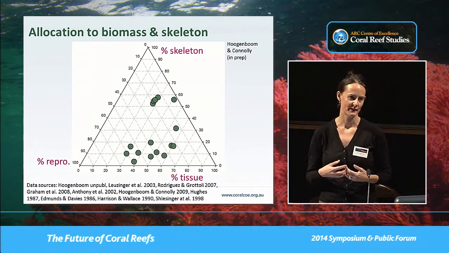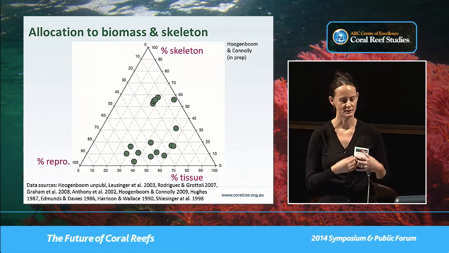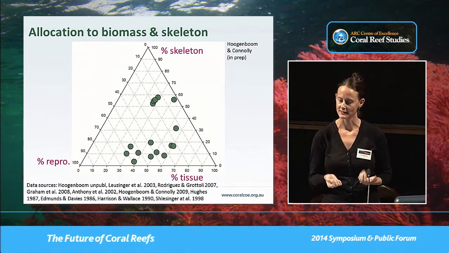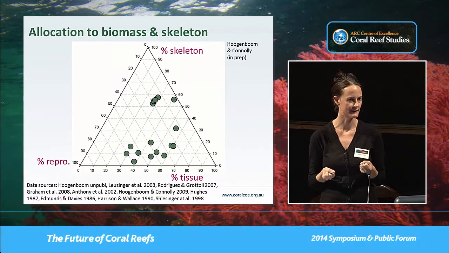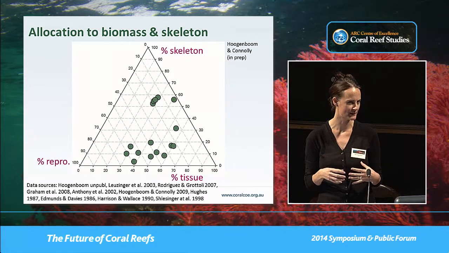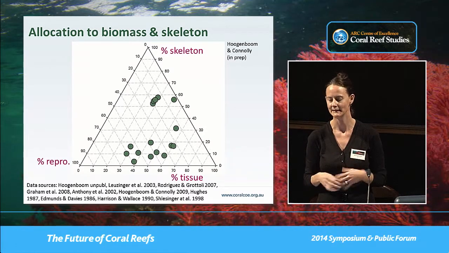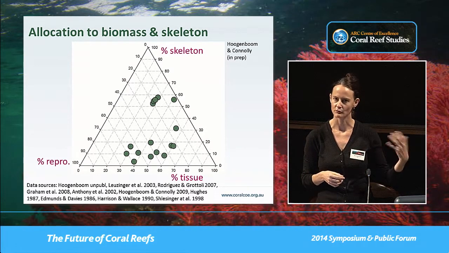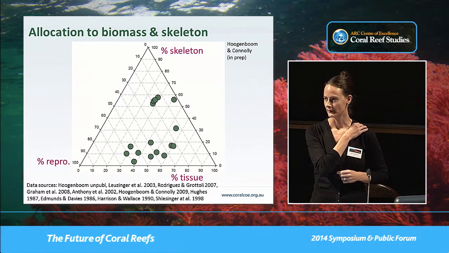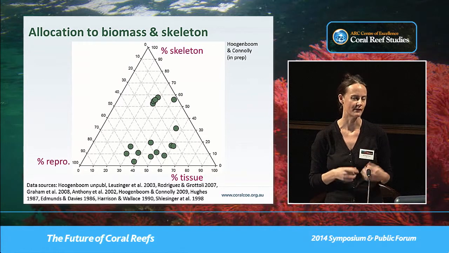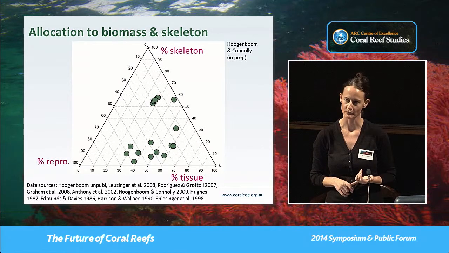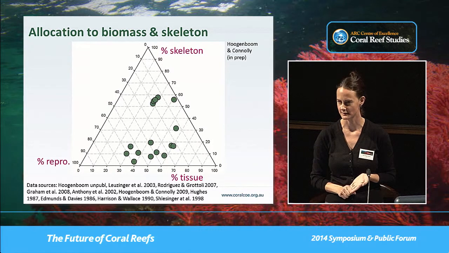So the next part of the puzzle, moving on from a way of quantifying among-species variation in their productivity, is to quantify among-species variation in how much of that energy is retained within the system as biomass, how much is retained as skeleton, and how much is then lost from the system through reproduction. So what you're looking at here is an ordination of around 20 different coral species based on their relative energy allocation to reproduction, tissue biomass, and skeleton.